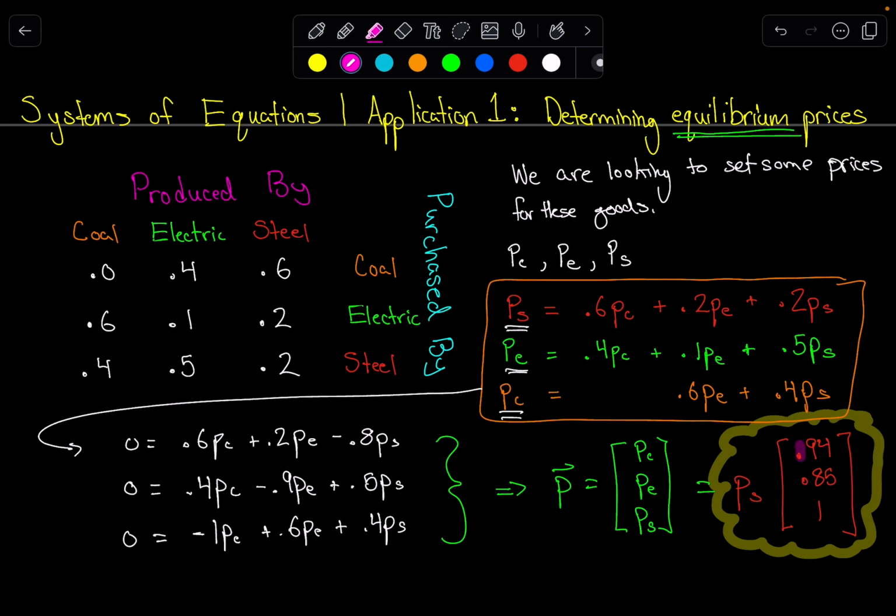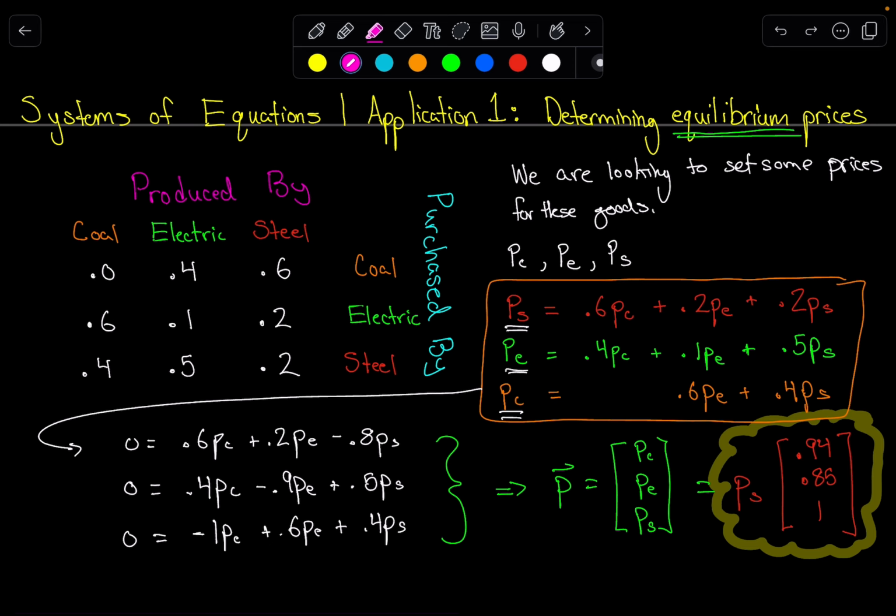Specifically, if the steel company is selling their product at $10 per unit of steel, then the coal company needs to sell their price at 94% of that, or $9.40 per unit, and then the electricity company needs to sell their product at 85% of that rate, or $8.50 per unit of electricity, whatever it is that's being sold. And this would maintain a perfect balance. This would make sure that nothing gets out of sync.